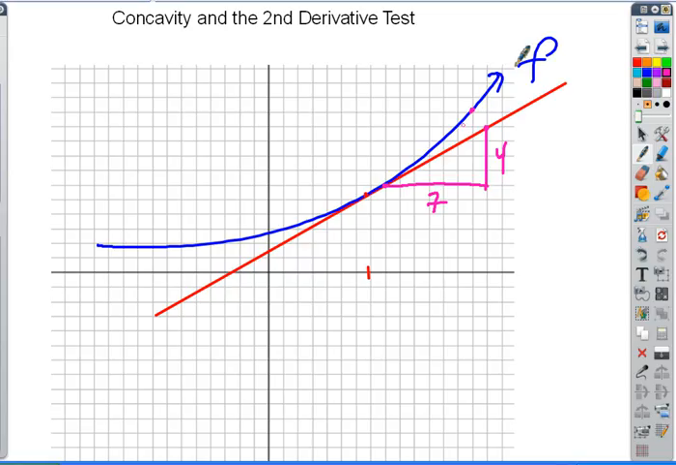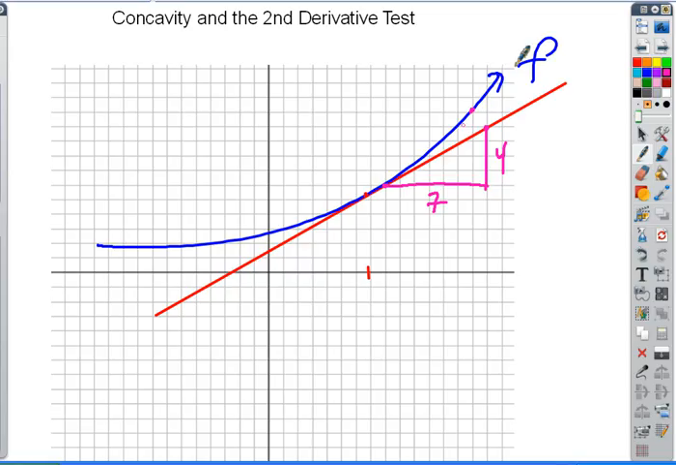So we've already talked about all that stuff, but now when we talk about concavity, we're going to get into the next level up. Now, instead of talking about the rate at which the function is changing, we want to talk about the rate at which the slope is changing. So we're taking the rate of change of the rate of change of the function. In other words, the rate of change of slope.